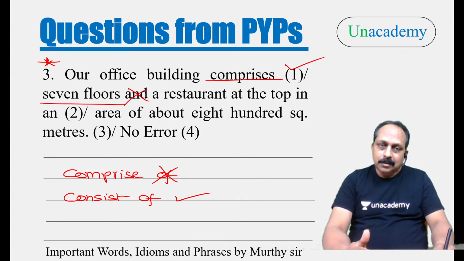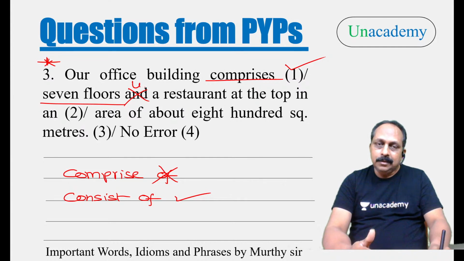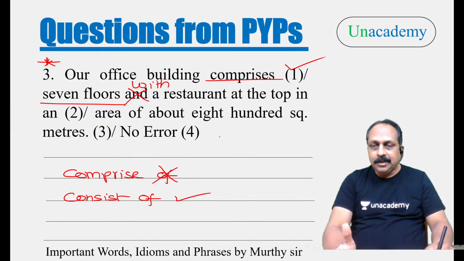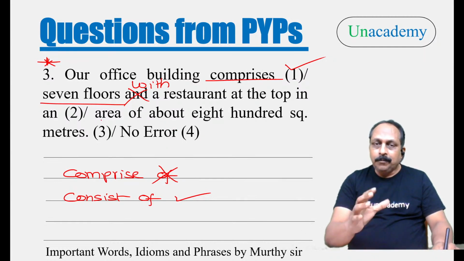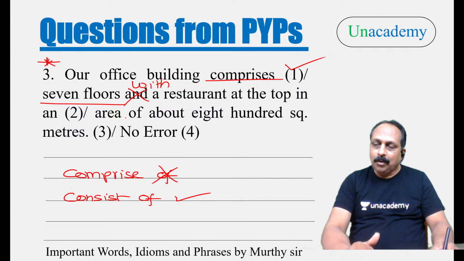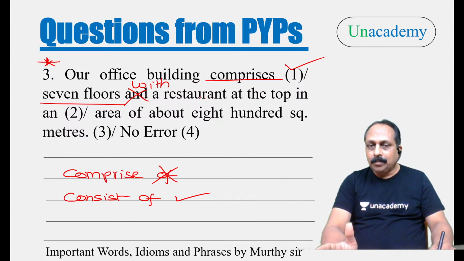7 floors. You cannot use a conjunction and here. 7 floors with a restaurant at the top in an area of about 800 square meters. 7 floors and a restaurant is not practically possible. It has to be on one of the floors. Among the 7 floors, on one of the floors, you come across a restaurant. So we have to say our office building comprises 7 floors with a restaurant at the top in an area of about 800 square meters.